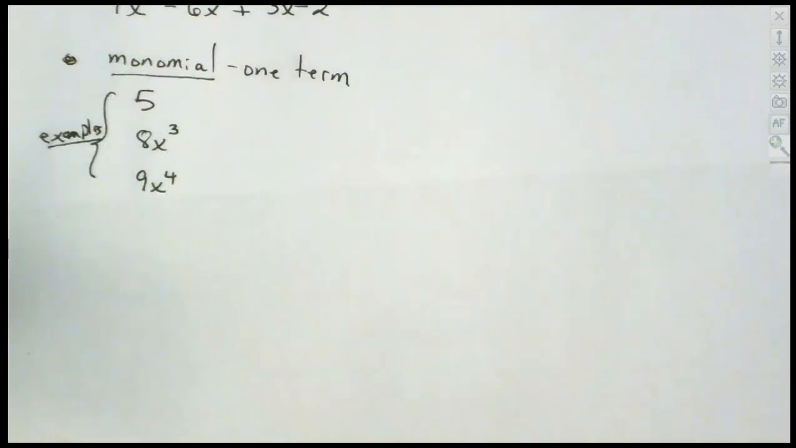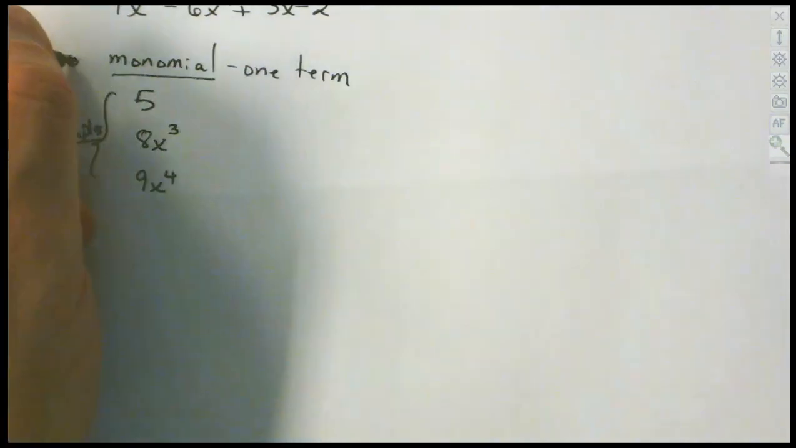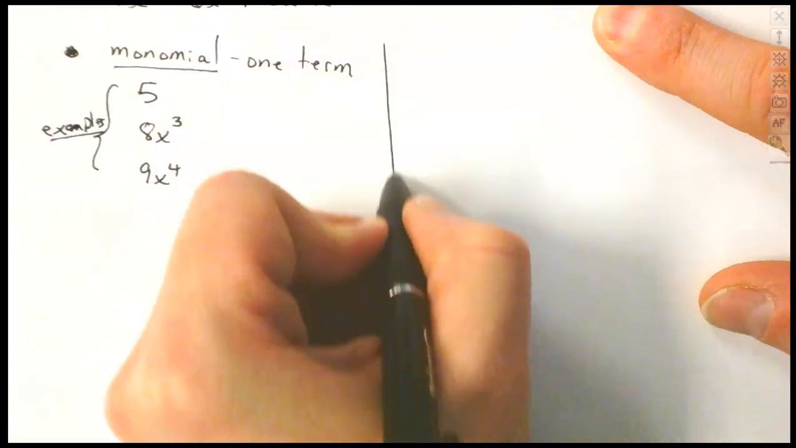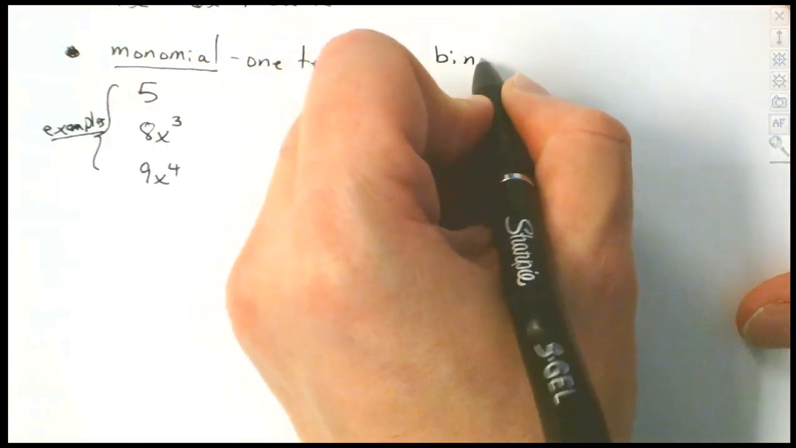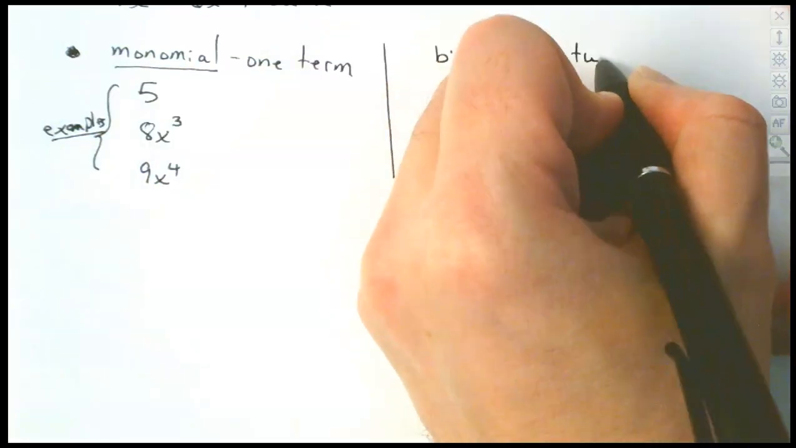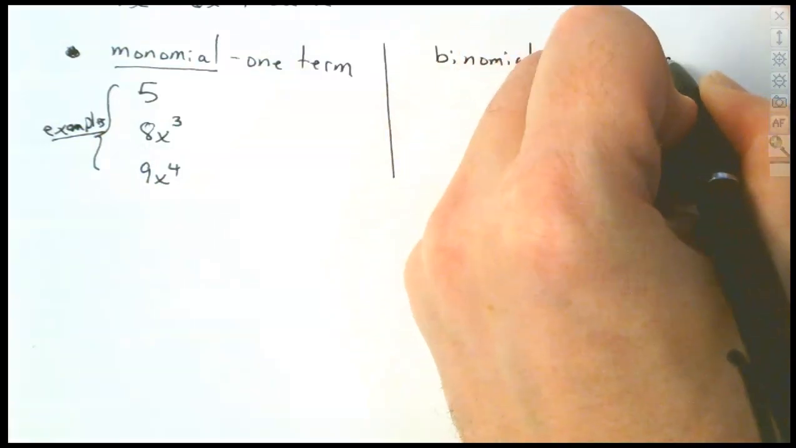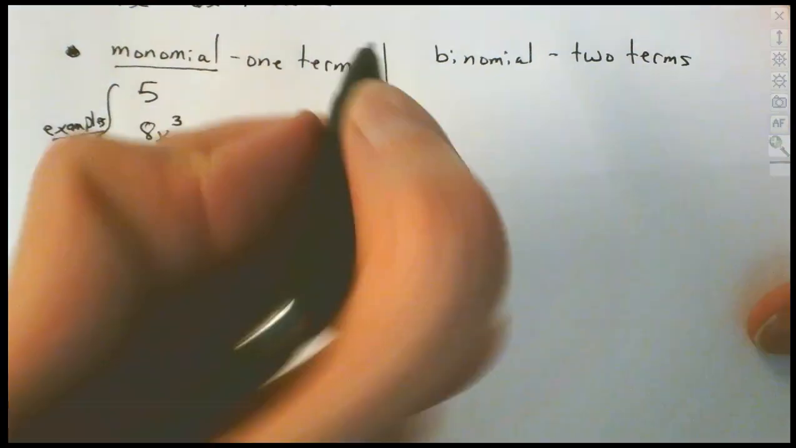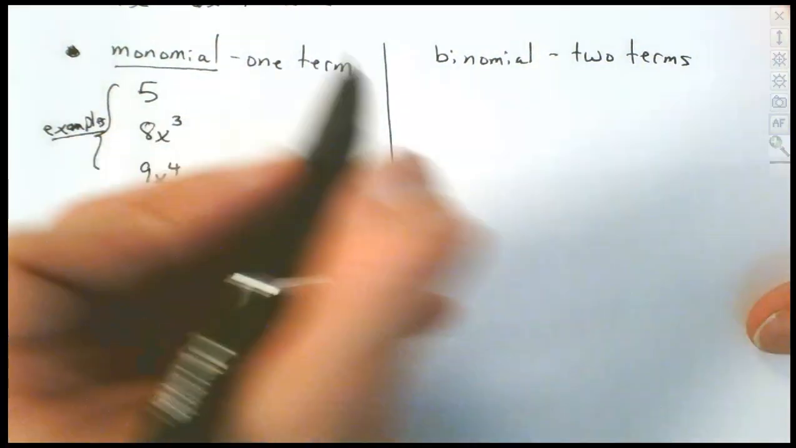Terms are separated by addition or subtraction. And there's three basic types of polynomials we focus on. Otherwise, we just call it a generic polynomial. There's monomial, there's binomial, and binomial means you have two terms. Think of a bicycle. Two wheels on a bicycle, two terms. So these are examples of binomials.